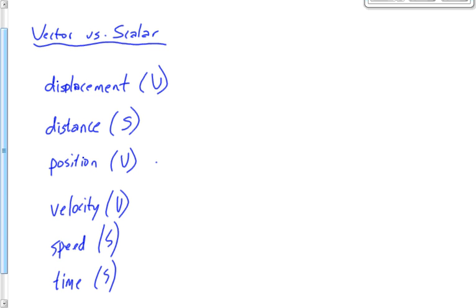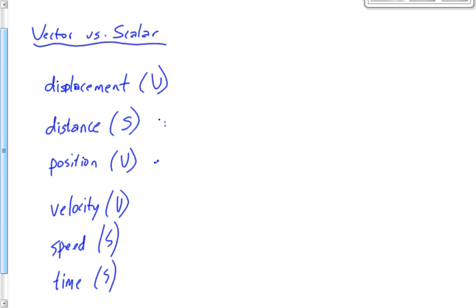Let's go to distance first. Distance was how far something's traveled. We don't care what direction. The distance between Calgary and Edmonton is about 300 kilometers. Not going to say north, not going to say south. The distance traveled from Calgary to Edmonton is 300 kilometers. If I go from Calgary to Edmonton and back again, my distance traveled is 600 kilometers. It doesn't matter that I went north, then south.